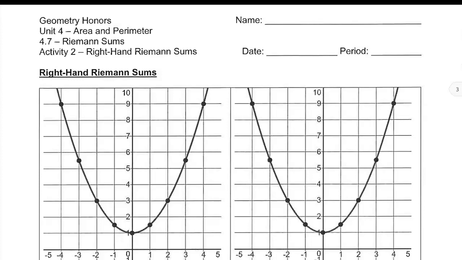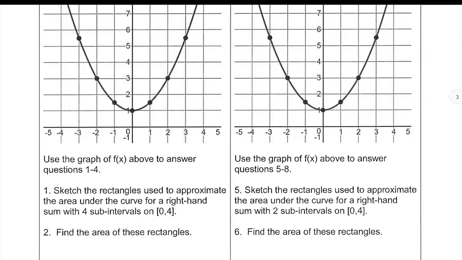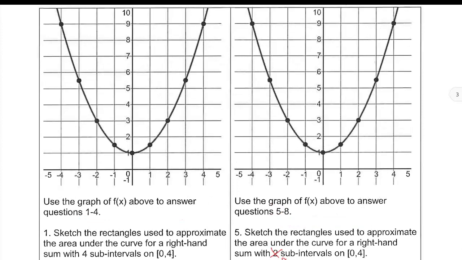So on the next page, this is activity 2, I'm going to do 4 subintervals on the interval from 0 to 4, and then I want to do 8 subintervals on the interval from 0 to 4. Let's draw in 4 rectangles from 0 to 4. Here is our x-axis. From 0 to 4, we want 4 rectangles, but this time they're going to be right-hand rectangles. So when you raise up your rectangle, don't focus on the left side now, focus on the right side. You'll raise it up till the right side of the rectangle touches the curve. That's where your rectangle stops.